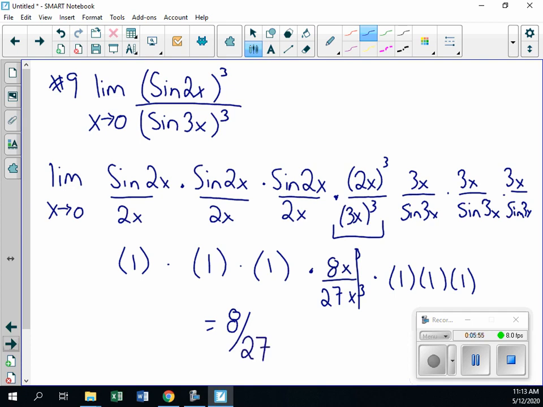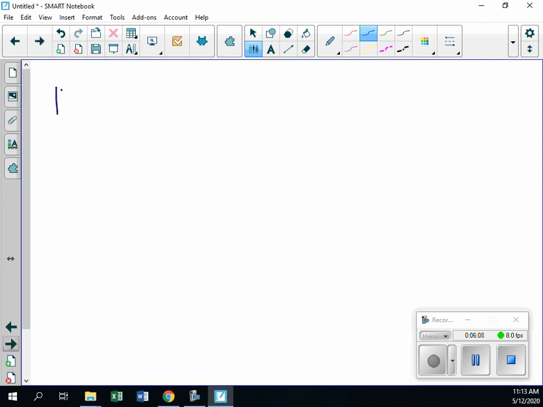8 over 27. So all we're doing is balancing out the equation. What you add to the bottom, which was all these 2x's, you add to the top. So I'll do a couple more from the homework.